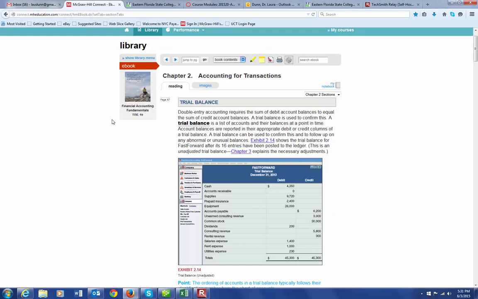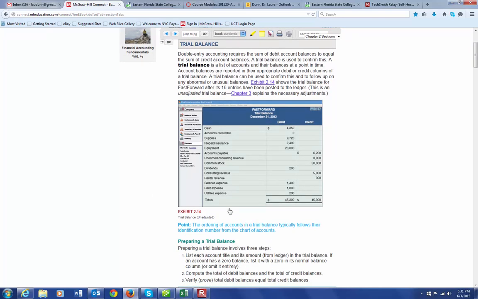So in double entry accounting, you want to be sure that all of your debit accounts equal the sum of your credit account balances. So what you do in a trial balance is you basically just list all of the accounts and what their balance is. As you can see here with the company that we've been working with, Fast Forward, all of their accounts are listed, and if it has a debit balance, you would list it in the debit column. If it has a zero balance, it's just zero. And if it has a credit balance, it gets listed over here. And when you add the total of your debits and credits, they should balance.